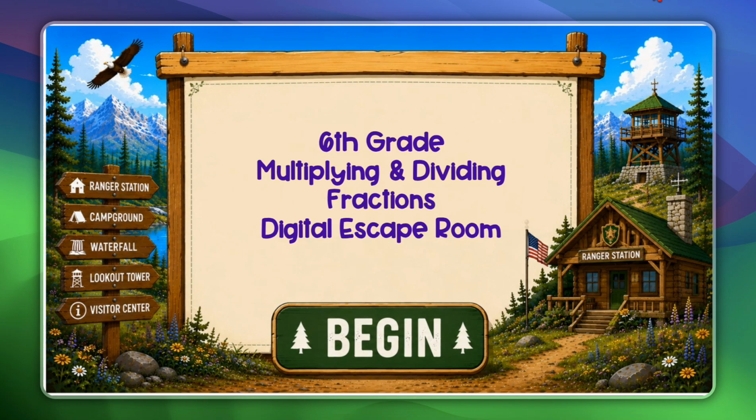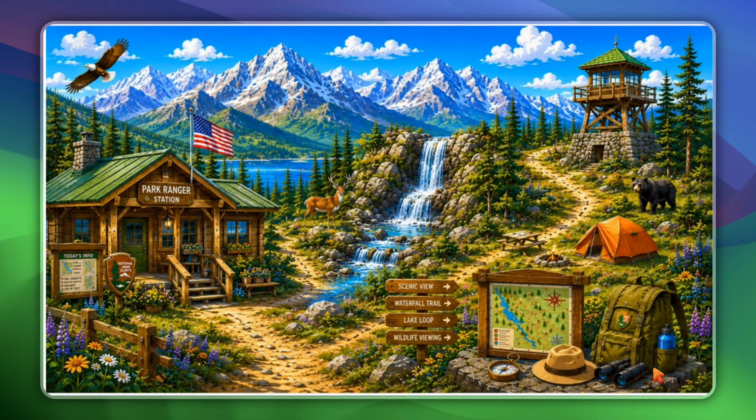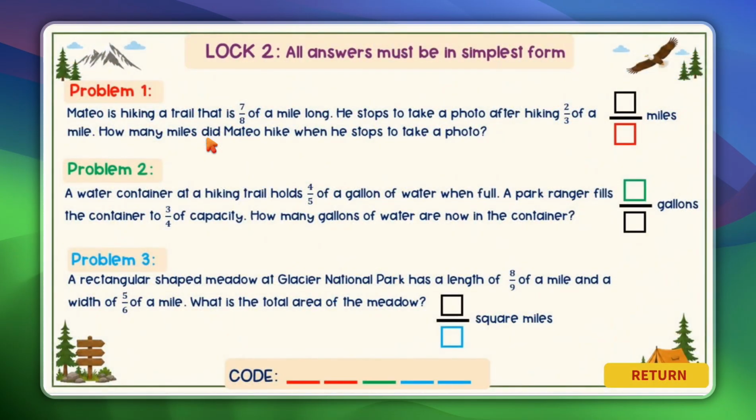Here's how your students will navigate through the multiplying and dividing fractions escape room. They will click Begin, which will bring them to their background information. They'll read everything they need to do, and then they'll click Next and get to the scene of the escape room. So when they get to the escape room scene, they will click around looking for clues.